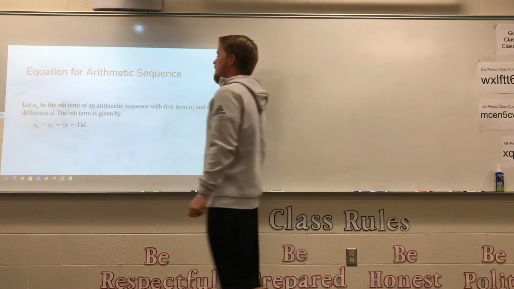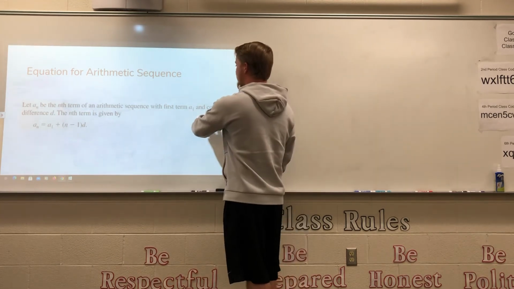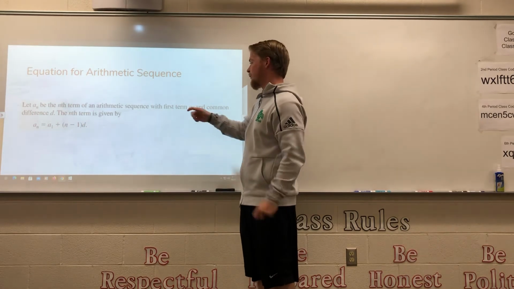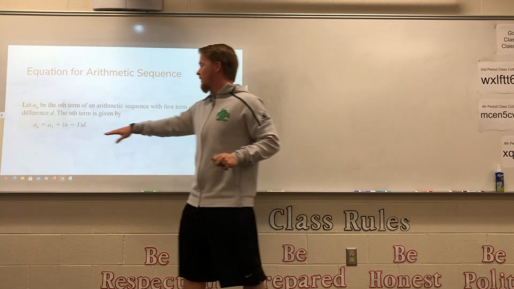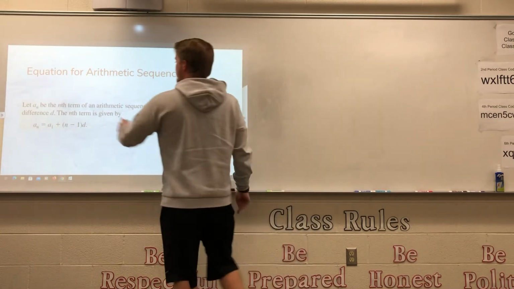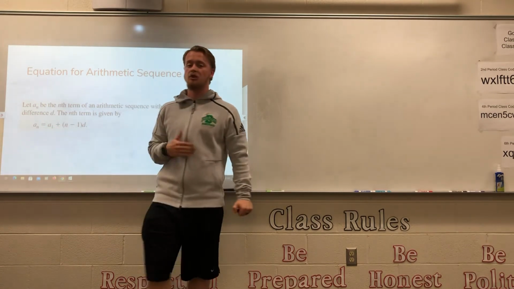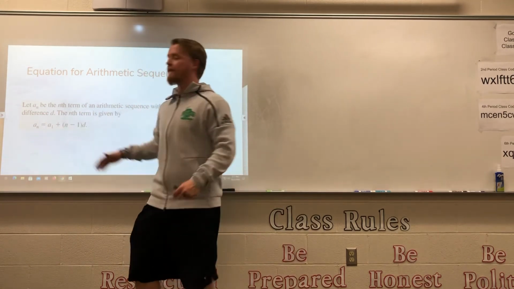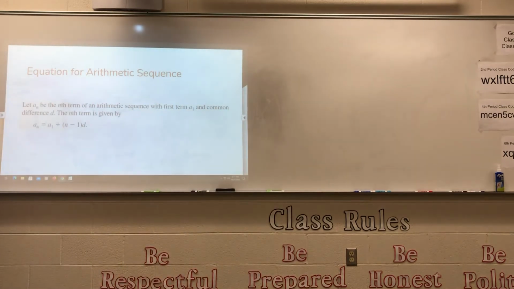It says let a_n be the nth term of an arithmetic sequence with the first term a_1 and the common difference d. Whatever your first term is, that's what a_1 stands for. That's where you plug your first term in. The common difference is d. Whatever that common difference is, which we've discussed how to find, that's what you plug in for d. The nth term is given by this equation. I'll show you how we break that down, but that is what we're going to use to find the nth term, whatever that might be.